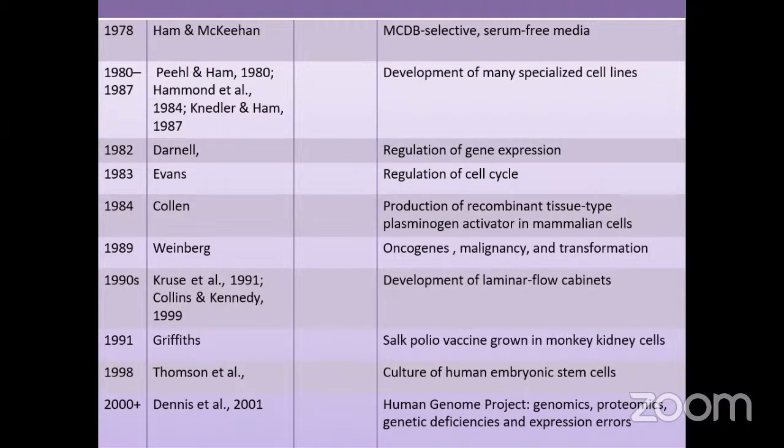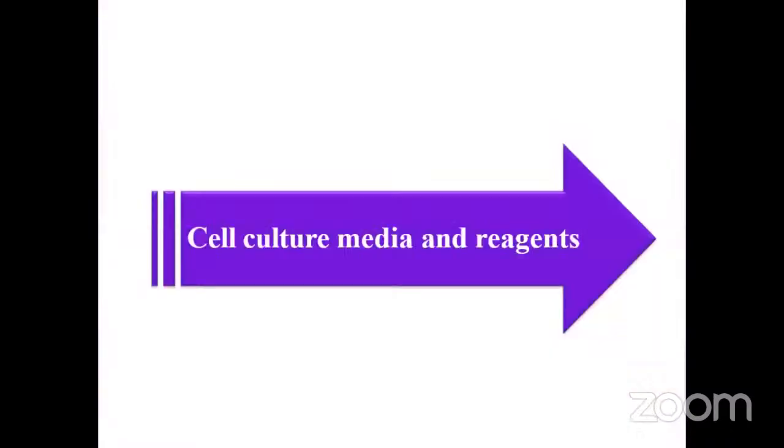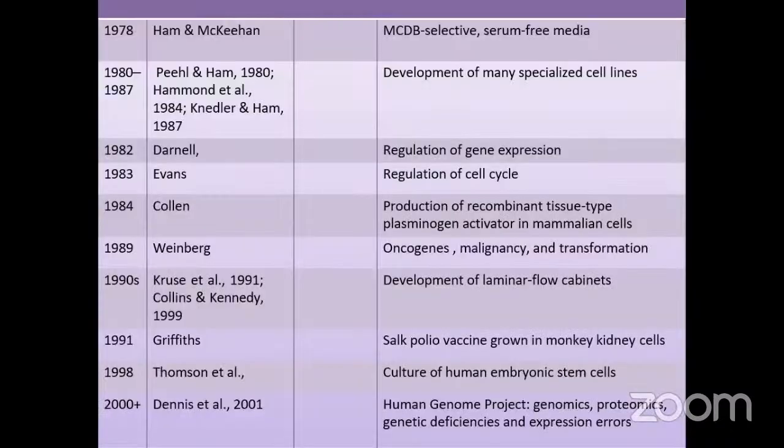So the Human Genome Project was aimed to sequence the complete genome of the human. So that was initiated, and it included many subjects, many techniques we can call genomics, proteomics, genetic deficiencies, expression errors, many were studied. Okay, so overall, this is the timeline.